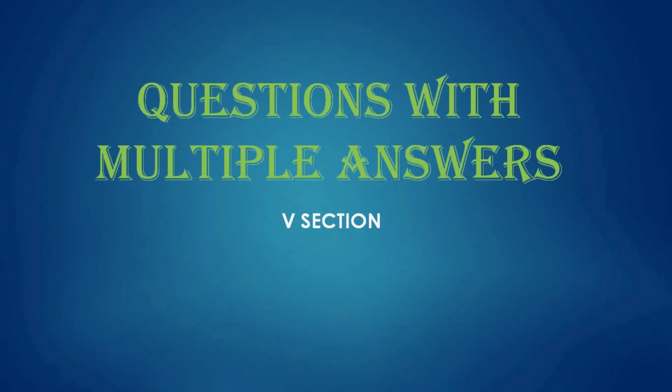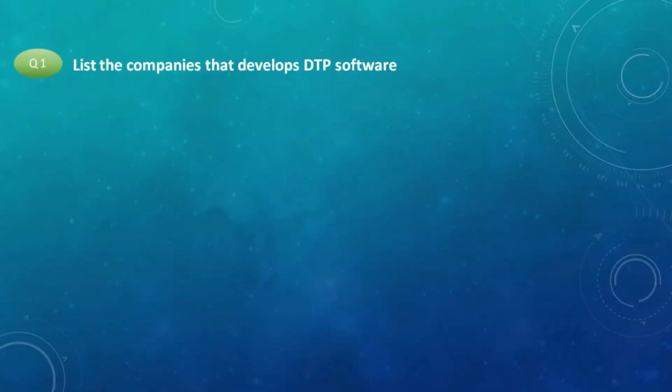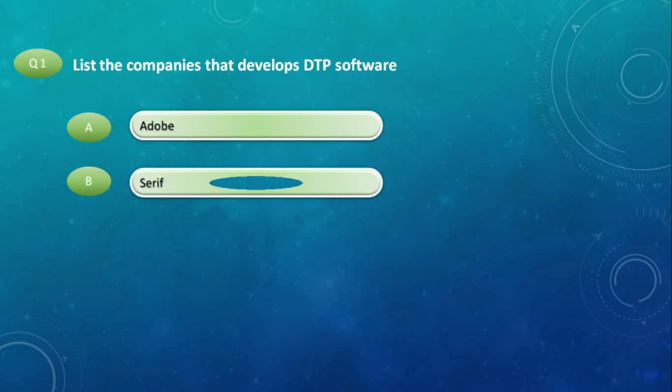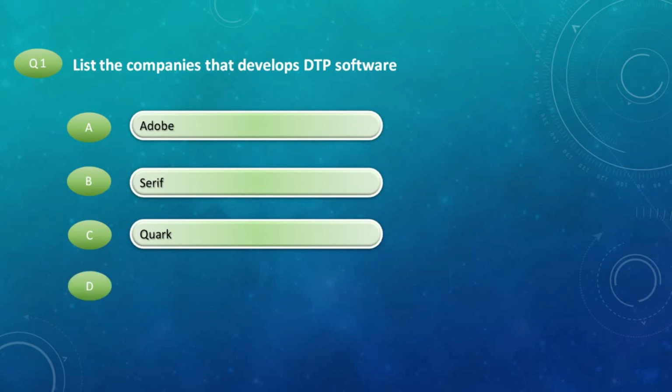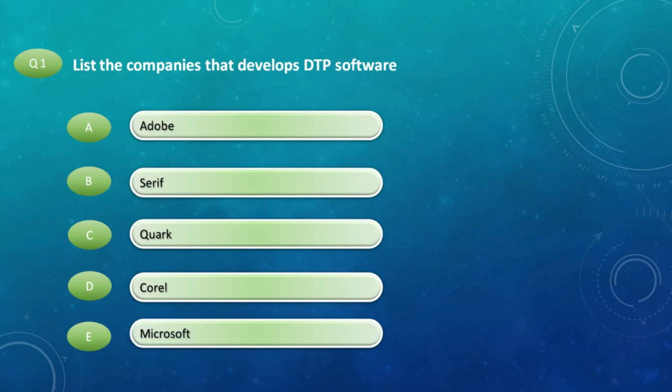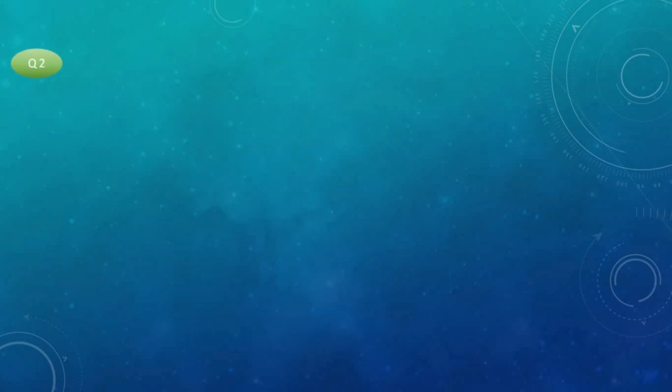Moving on to the next section, we have questions with multiple answers. List the companies that develop DTP software. We have Adobe, Sheriff, Quack, Coral, and Microsoft. The companies that develop DTP software are Adobe, Sheriff, Quack, Coral, and Microsoft. Moving on to the next question.